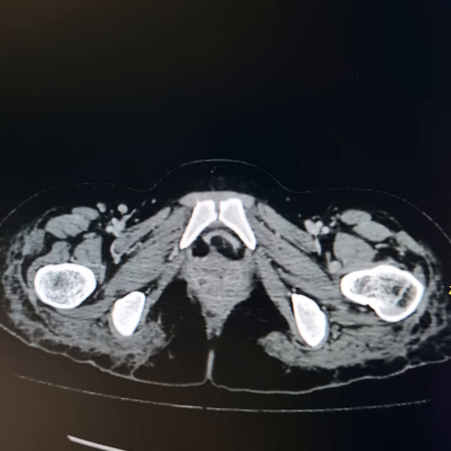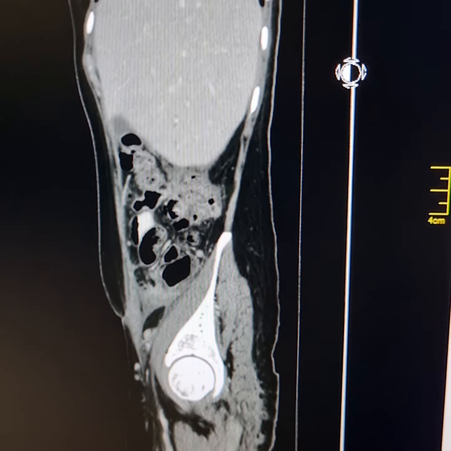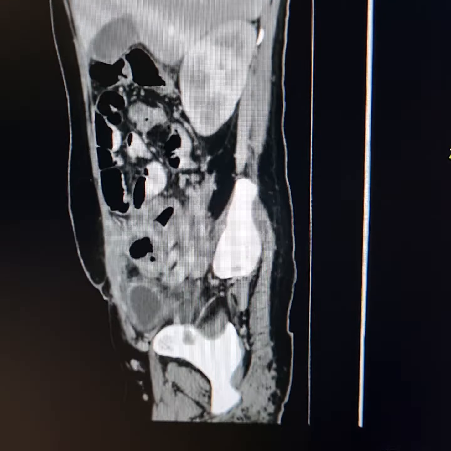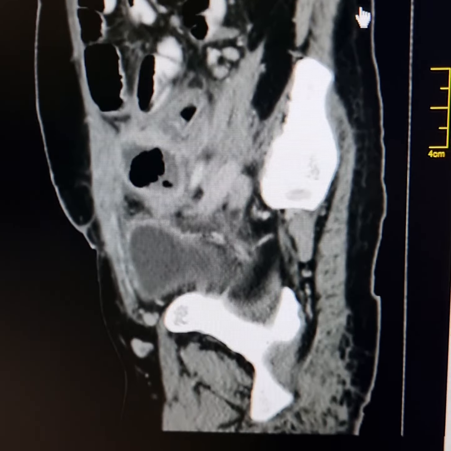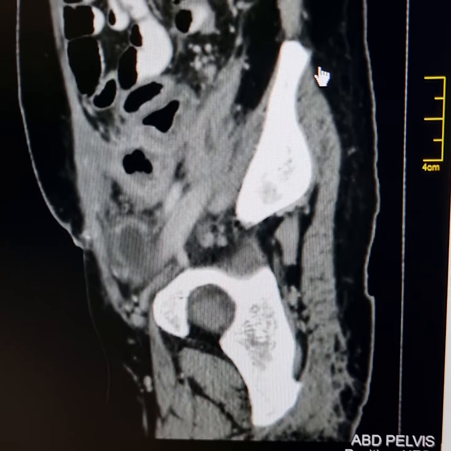Now I will show you her sagittal scan. Now please observe, this is the abscess, this one, containing fluid and air lucencies, thin marginal enhancement.